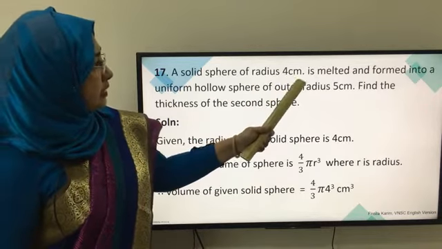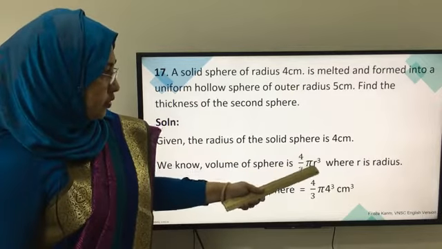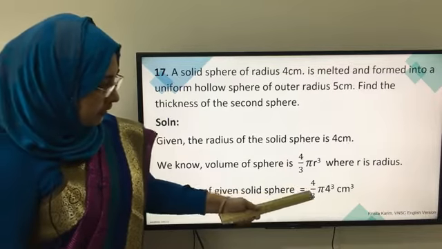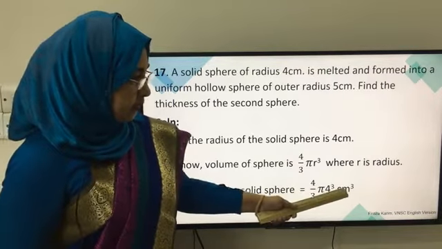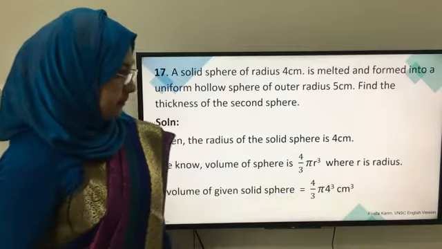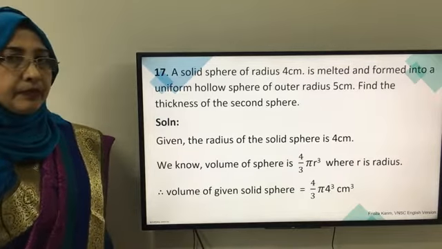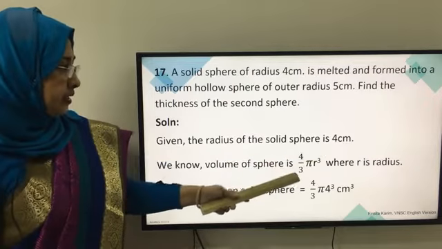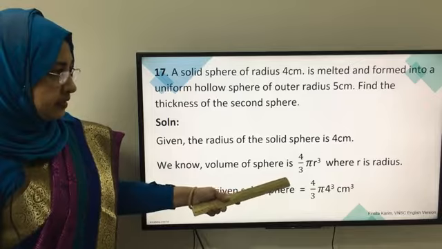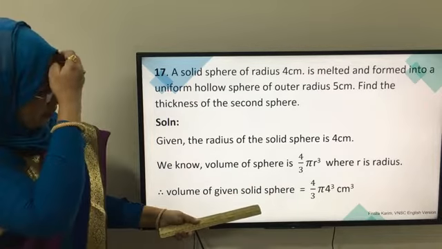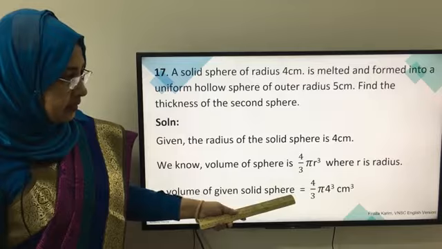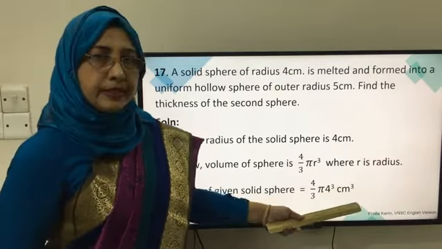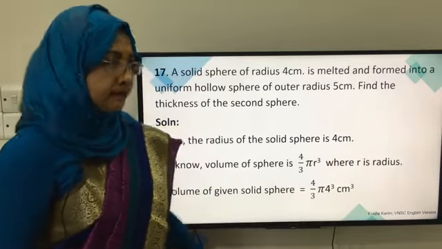Radius of the solid sphere is 4 cm. So the volume of the solid sphere will be 4 by 3 pi into 4 cubed cubic centimeter, isn't it? Write it down, girls. Radius of the solid sphere is 4 cm. We know the volume of a sphere is this, and so the volume of the given solid sphere is 4 by 3 pi into 4 cubed cubic centimeter. Okay.